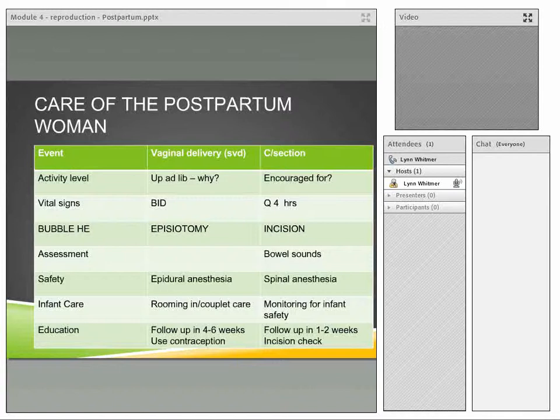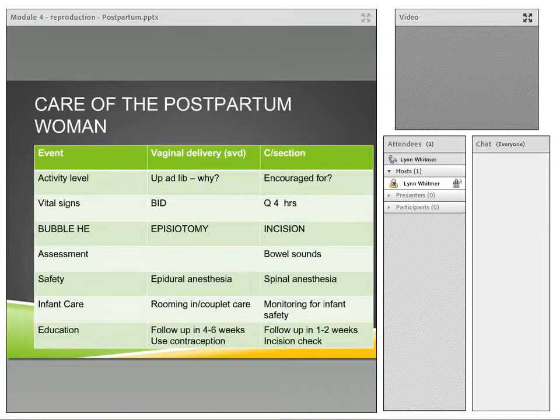Vital signs for a vaginal delivery is usually BID. We are not too concerned about her vitals unless she starts to act like she has an infection, and then we would see a rise in her temperature. In a C-section, it's usually every 4 hours until deemed stable, and then they'll go to BID.